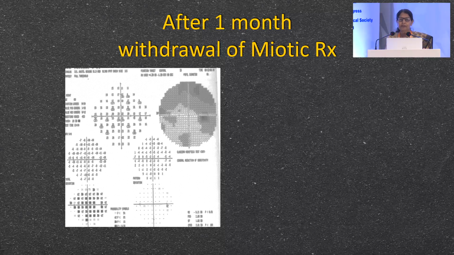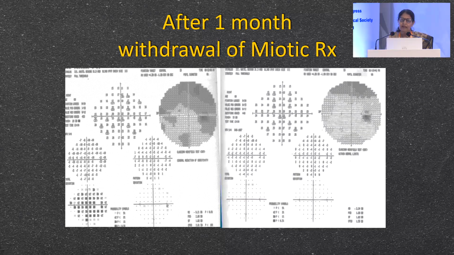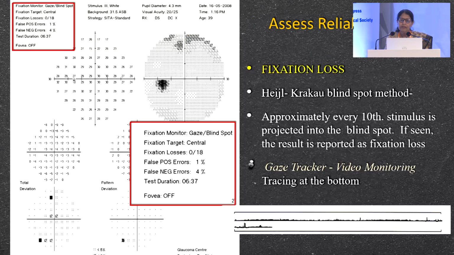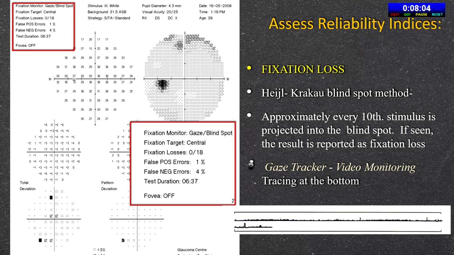Like this is a patient who was on miotic, and after stopping the miotic, we repeated the visual field, and there was an improvement. So pupil size is also very important. Then assess the reliability of the patient's performance. So various indices are there, fixation losses or fixation monitoring. These are the two ways of doing it. The Heijl-Krakau blind spot method is used in Humphrey, while fixation monitoring is done in the Octopus field.